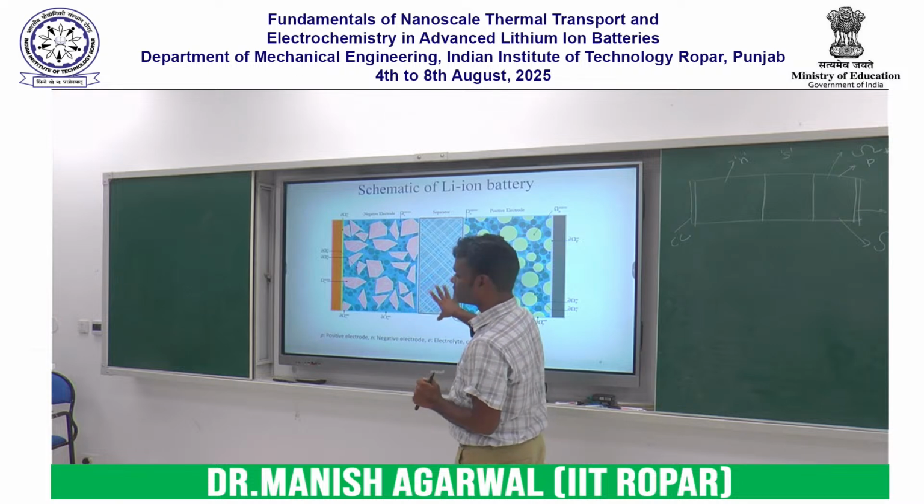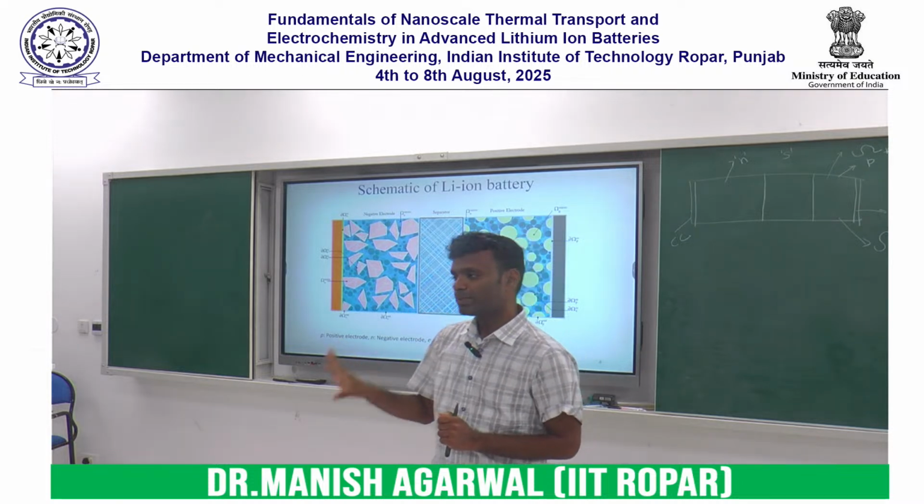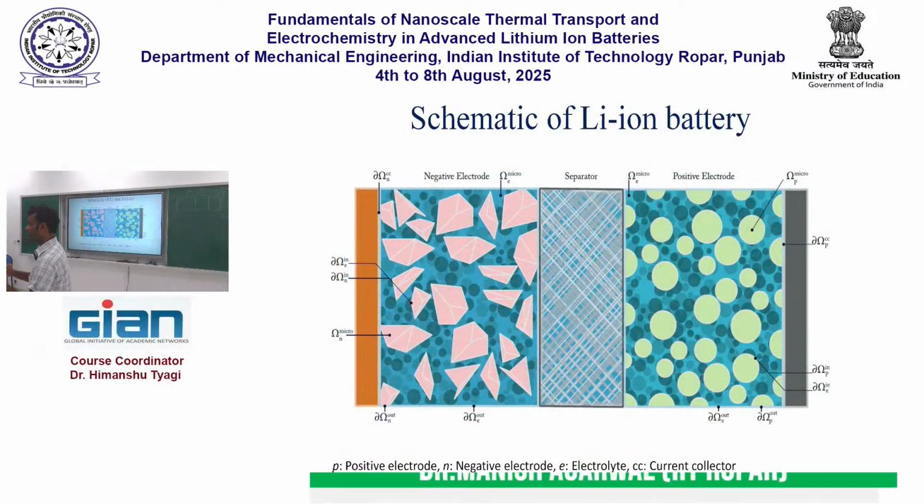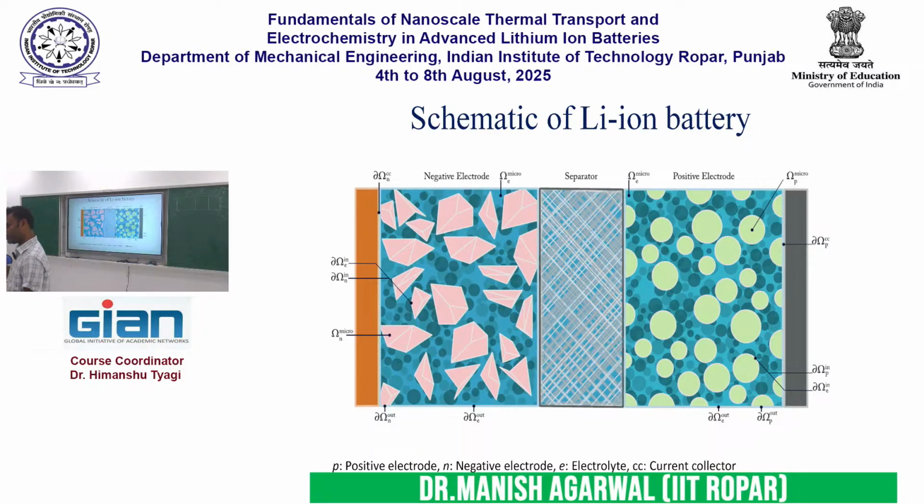Now let's move to the left. Now we have a separator. Again, the separator is a porous medium. Here the separator is there and the electrolyte is also present. The separator's job is not to allow the electrons to move; it allows the ions to move freely. It doesn't allow the electrons to go through, otherwise there will be a short circuit in the battery. Now if I go further to the negative electrode, then I have graphite.